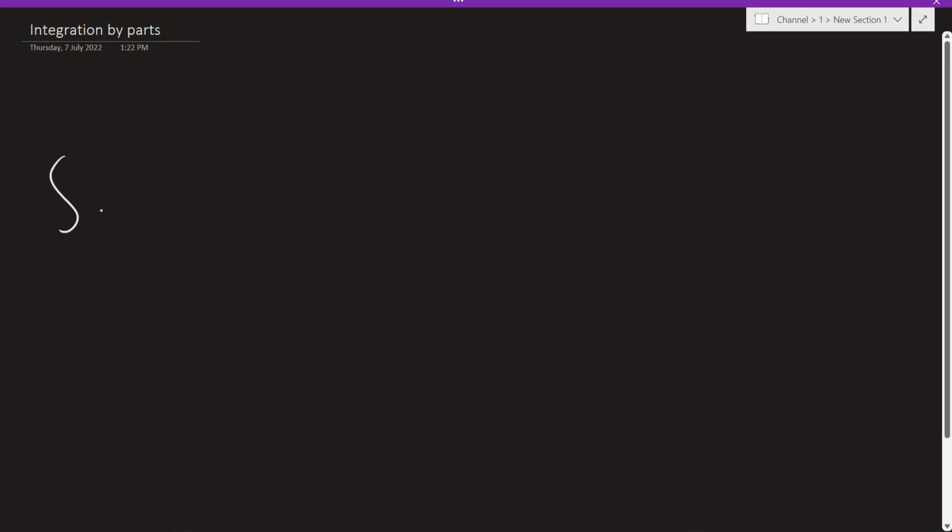Integration by parts usually looks like two functions inside an integration, but it's not always the case. Within this integration, you apply a formula, you simplify the formula, and that's it. So the formula is the integration of u times v prime equals uv minus the integration of u prime v. So let's apply it to this question.